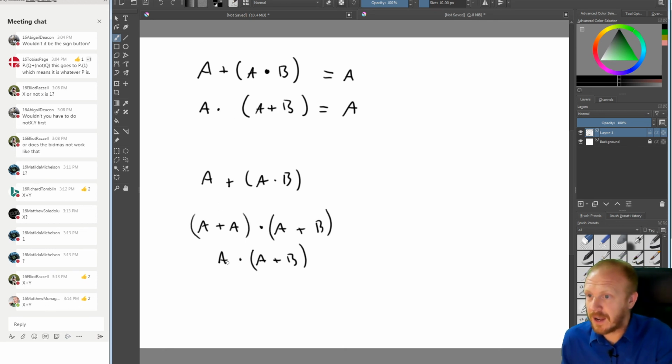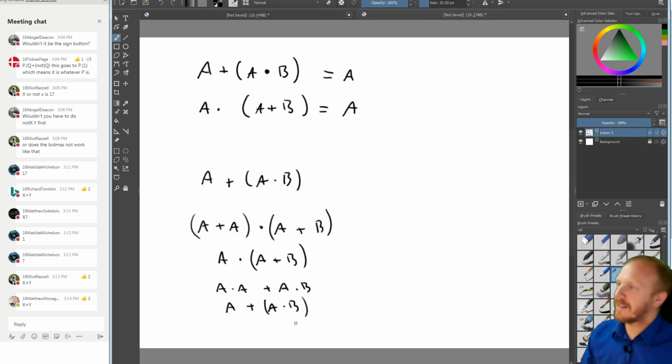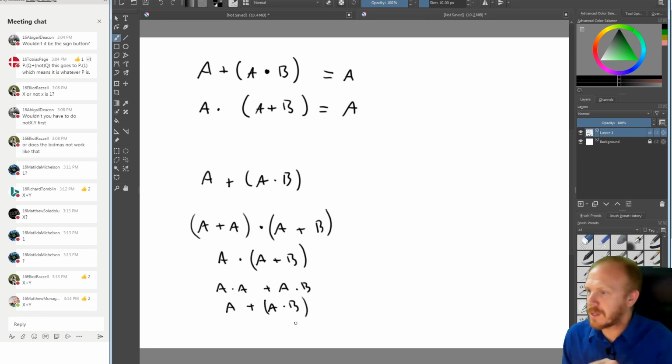Okay, well, let's carry on. Let's multiply this one into the bracket. So the A dot goes into the bracket. So we get A dot A plus A dot B. The A dot A just simplifies to A. So we get A plus A dot B. And we're right back where we started. So this one's cyclical. If you take that and try and apply what we already know, you'll just loop round in circles forever and you'll never get a simpler expression. So these specific cases where the A is on the outside and the inside simplify to A.